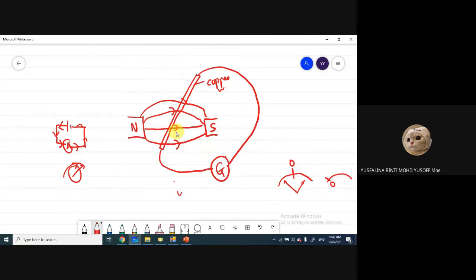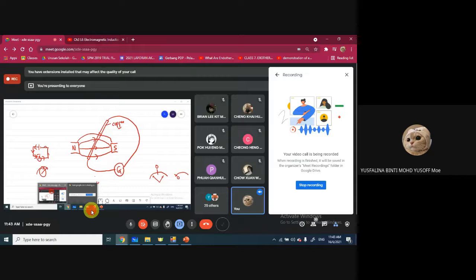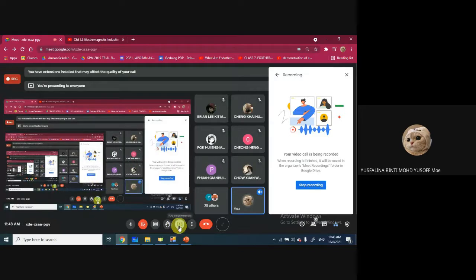This is just to let you know that you can produce induced current by cutting the magnetic field lines, and the galvanometer will show which direction the current flows. So that is the induced current. Remember, to produce the induced current, the magnetic field must be cut, and you have to use the galvanometer. So let's see the video first.